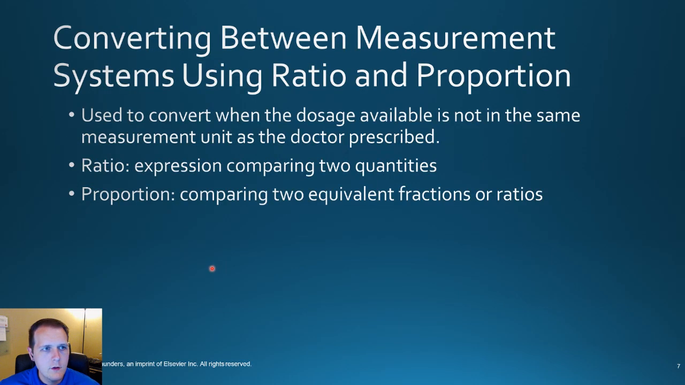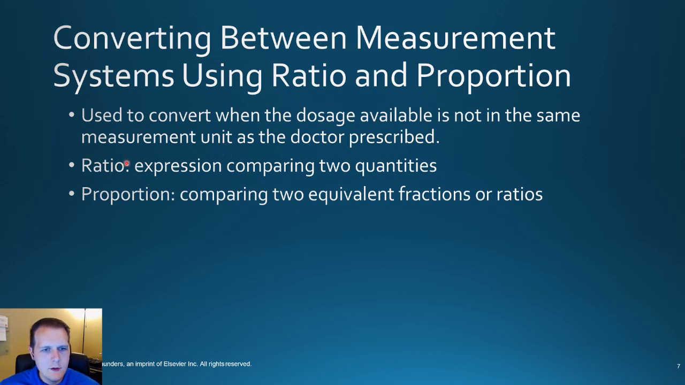Okay. So let's look at how we can convert between measurement systems using ratios and proportions. I'm going to show you a few different ways to make these conversions here, but this is going to be one of the first ones we're going to look at. Basically, we can use this to convert when the dosage is available, but it's not in the same measurement unit as maybe the doctor or the nurse practitioner or PA prescribed.